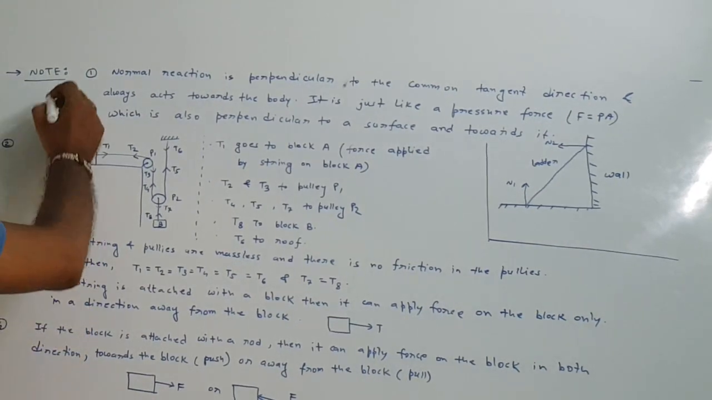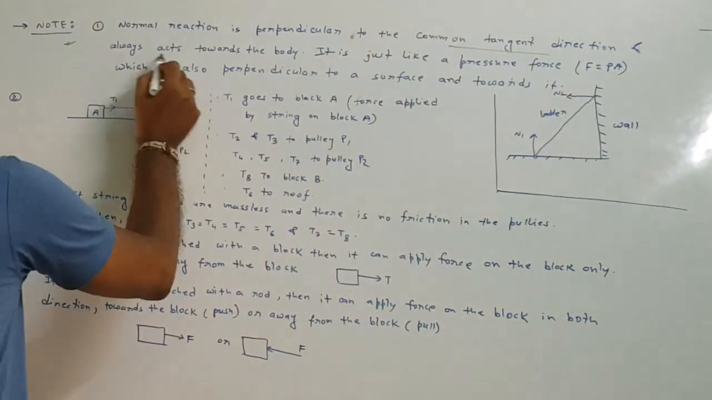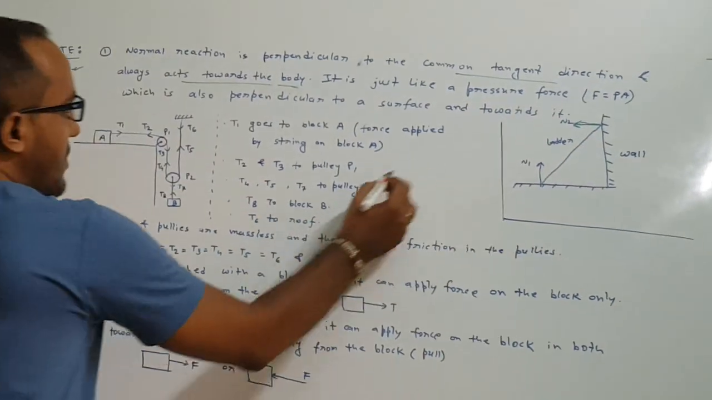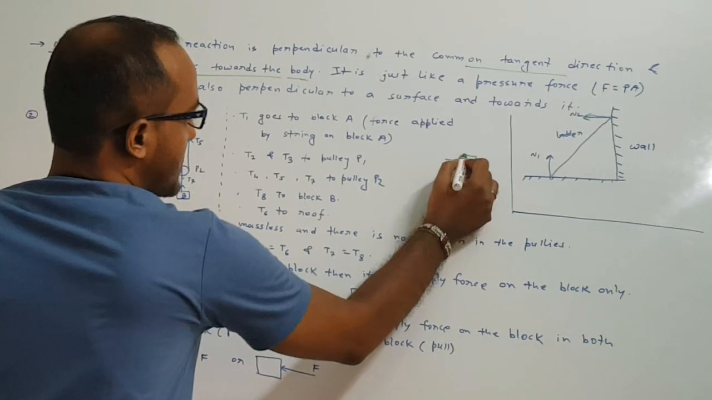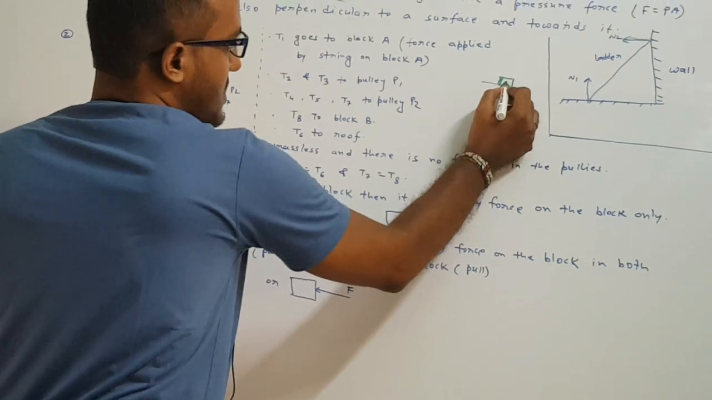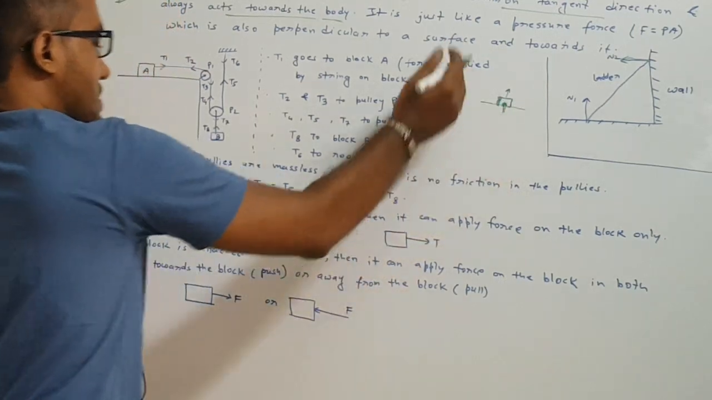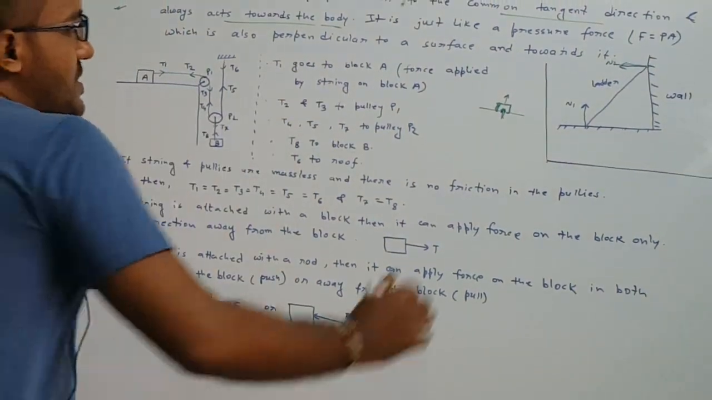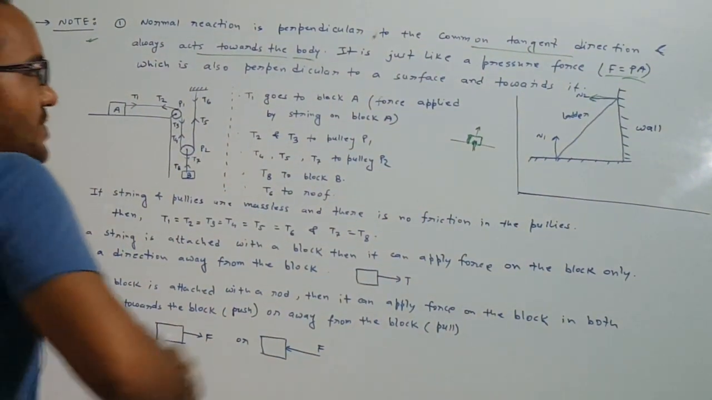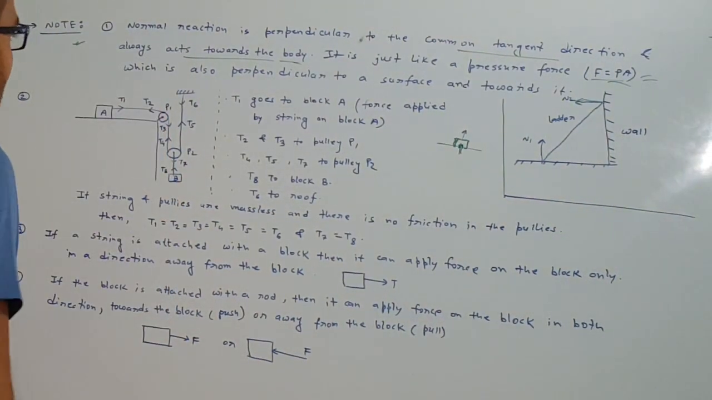So let us see some important notes. Normal reaction is perpendicular to the common tangent direction and always acts towards the body. That means this normal reaction always acts towards the body. If you observe this picture we discussed in the earlier pages, in this block the normal reaction is towards the body. So we denote this as this, but actually this thing is towards the body. Now it is just like a pressure force. We know that pressure is force per unit area, so force will be pressure into area, and it is the pressure acting perpendicularly towards the object.